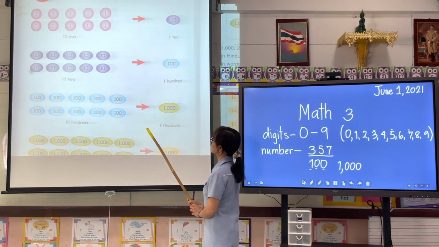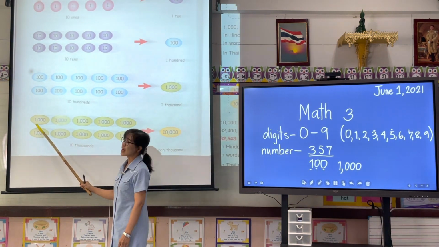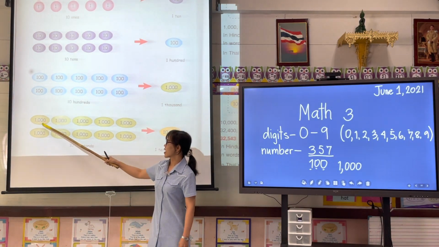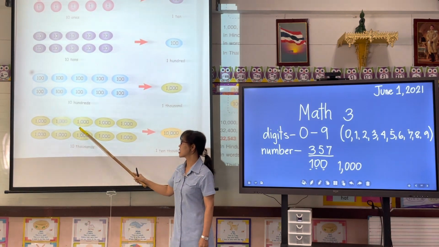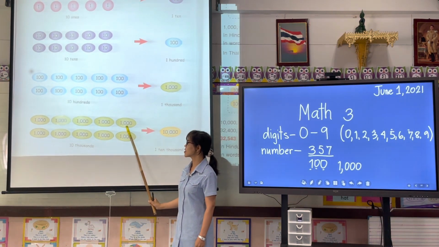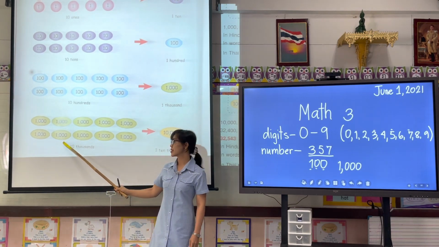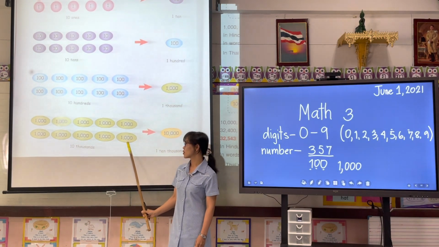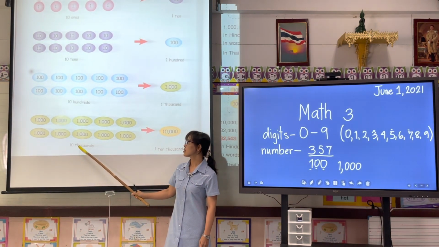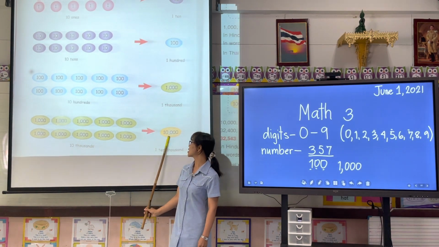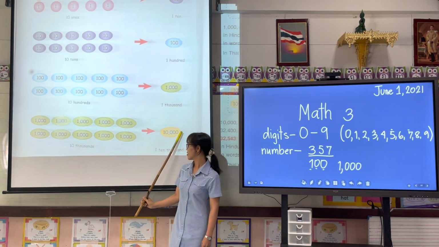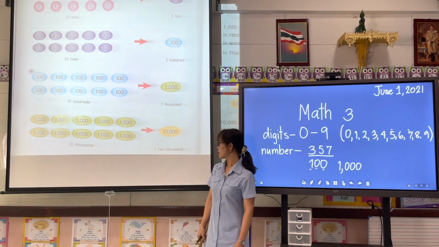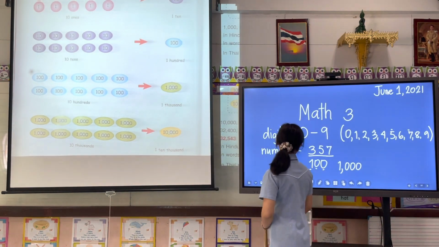Next, let's try to count by 1,000. This is easy, right? 1,000, 2,000, 3,000, 4,000, 5,000, 6,000, 7,000, 8,000, 9,000. What's next? 10,000. So 10 groups of thousands is equal to 10,000.